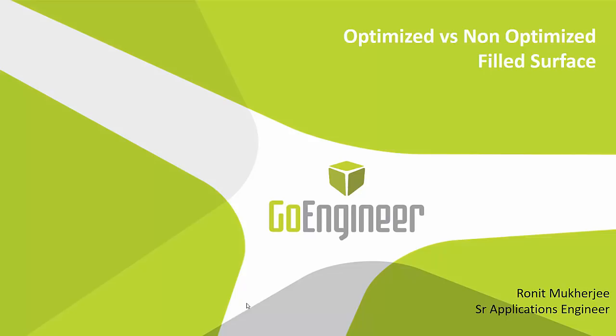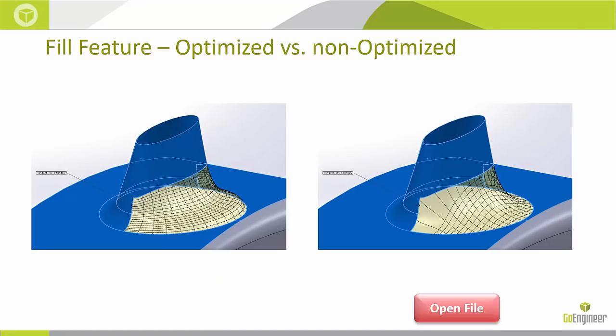In today's quick tip video, I'm going to be discussing the optimized versus the non-optimized option within our filled surface feature. The fill feature has a checkbox for an optimized surface. If you look at the two images down here, the left-hand side is an optimized surface and the right-hand side is a non-optimized surface. Let's take a look at how this works.